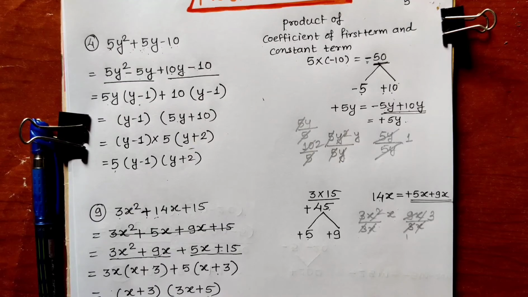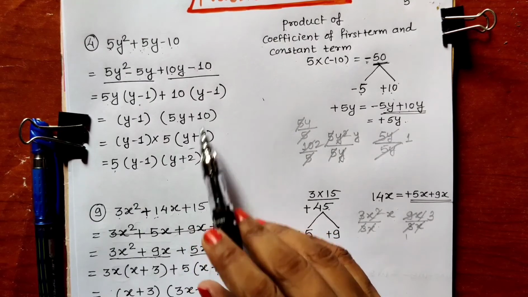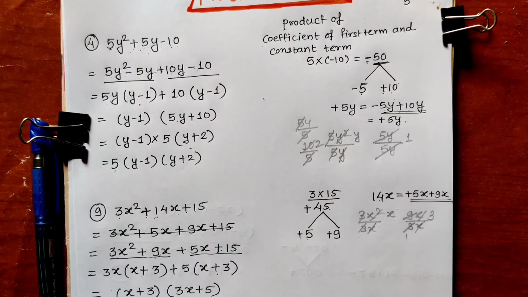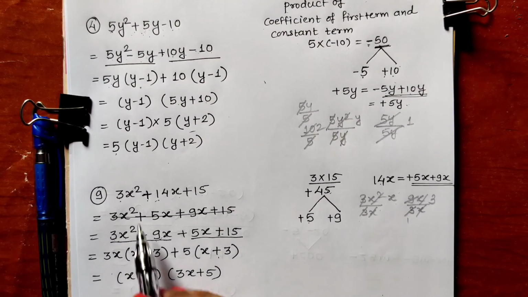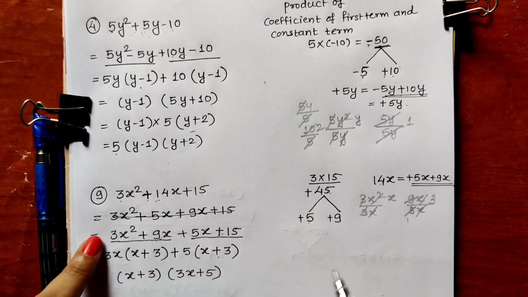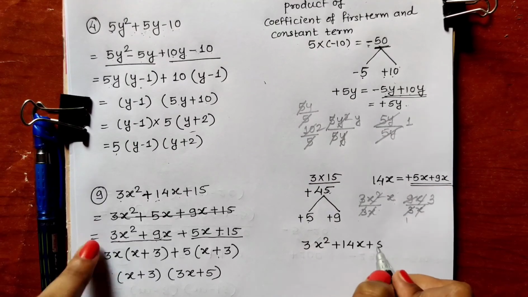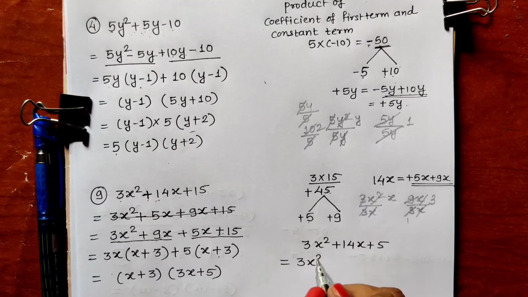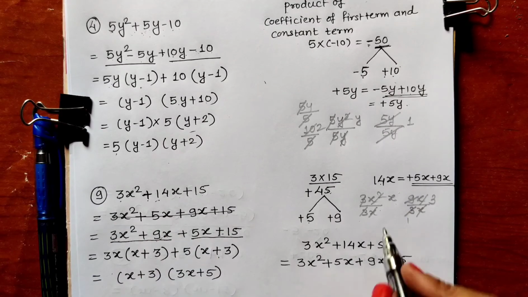Now from 3x plus 5, we cannot take anything common here, as we could take 5 common from 5 and 10, but here we cannot take anything common from 3x and 5, because 5 is not divisible by 3. So this is our answer. Okay, now as I had told you, I can show you from this step also, as I had written like this, 3x square plus 14x plus 15 is equal to what I had written. I had written 3x square plus 5x plus 9x plus 15.